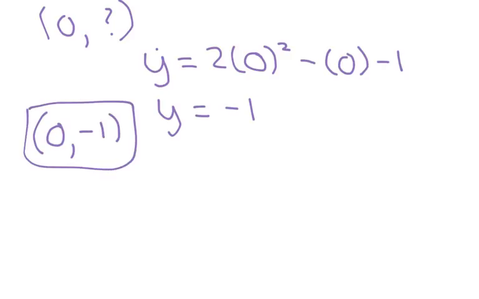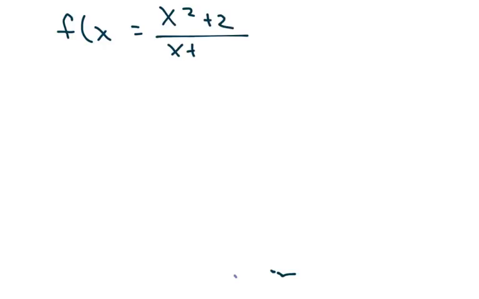Okay, we're going to do another problem, go a little faster, and it's going to be a rational. And this is f of x equals x squared plus 2 over x minus 6. Sorry, I wrote it down wrong, so it's x squared plus 2 over x minus 6.